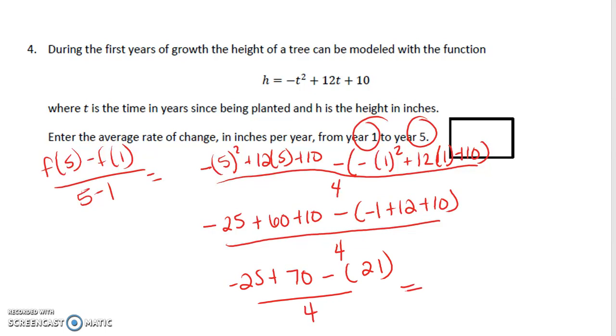Lots of math here. So we've got a negative 25 plus 70. I'm going to go ahead and just use my calculator here. Minus 21. So we've got 24 over 4. So our average rate of change is 6. So each year this tree is growing about 6 inches.